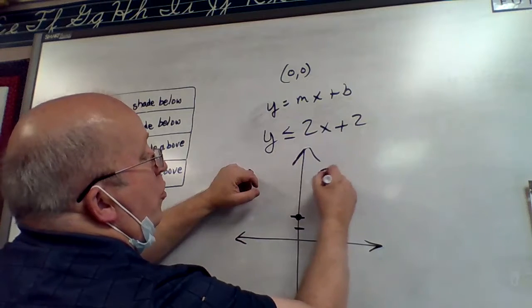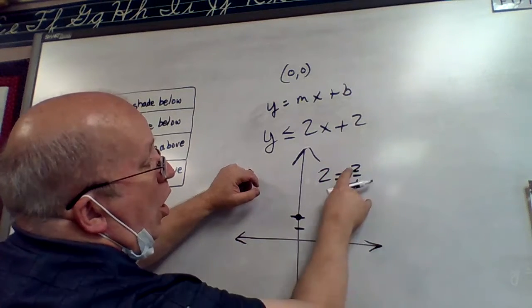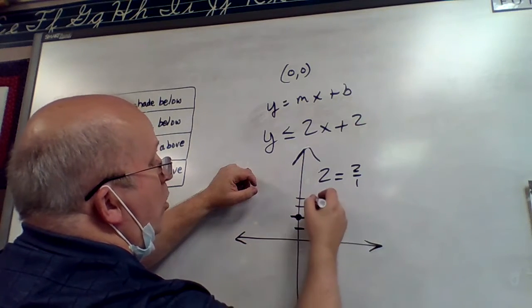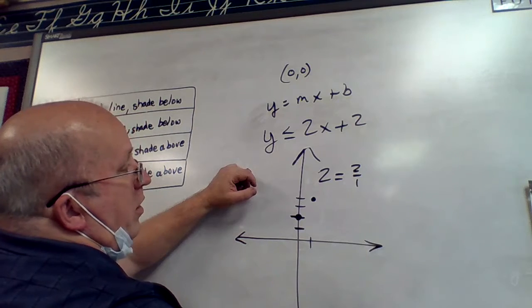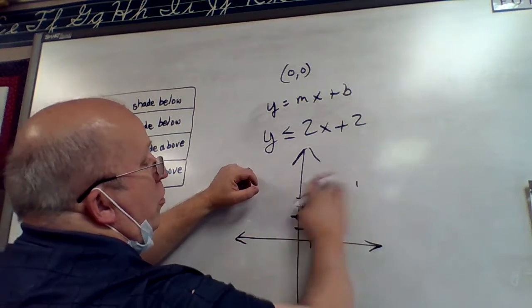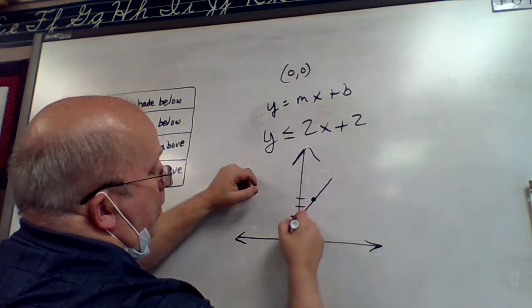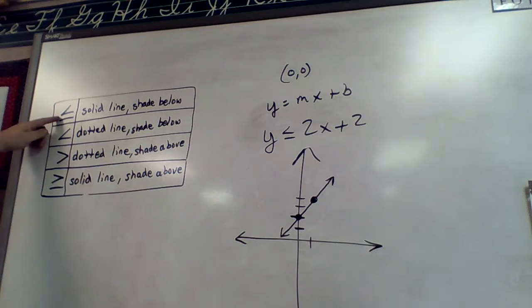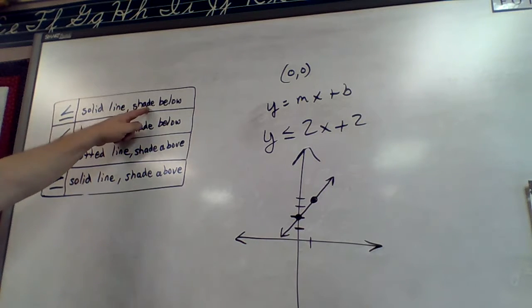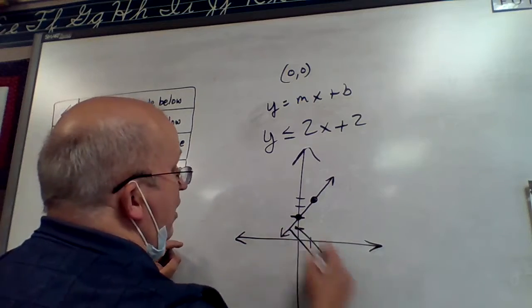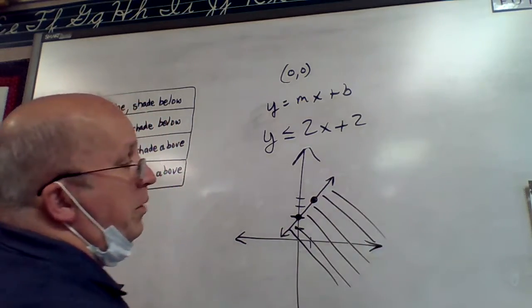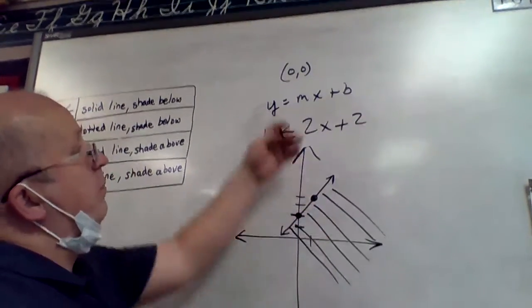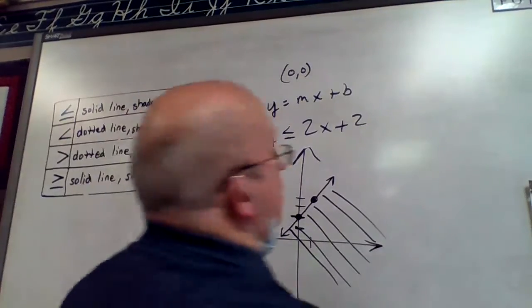My slope is 2, so we think of slope as being a rise of 2 over a run of 1. So I'm going to go up 2, and I'm going to go over 1, and I'm going to put a second dot there. There's my slope of 2. Then I'm going to draw my line. And because of the rule over here, I'm going to use a solid line, and I'm going to shade below. This is the solution to this problem, shading below. Let's try another one.